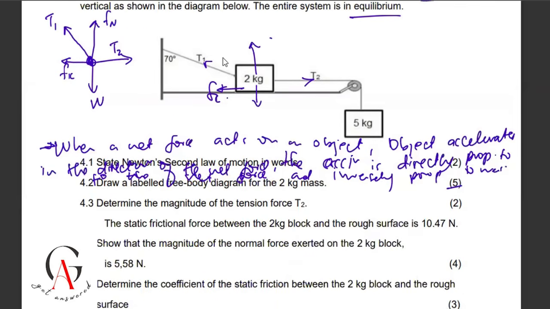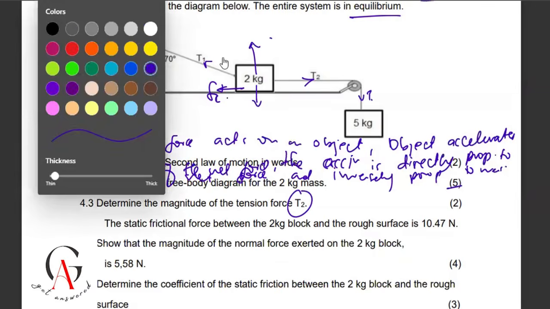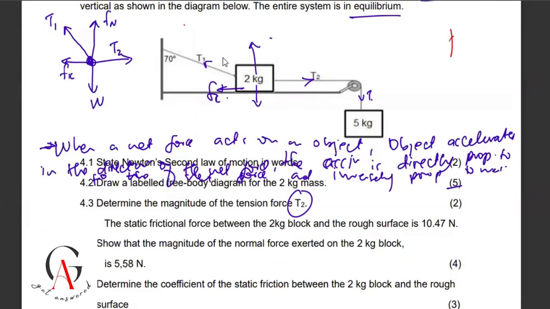And then determine the magnitude of T2. So we know that this T2 is the same as the T2 that is acting here. When you look at the 5 kg body, it's just T2 and then the weight acting downwards. So T2 is just going to be 5 multiplied by 9,8, which becomes 49.